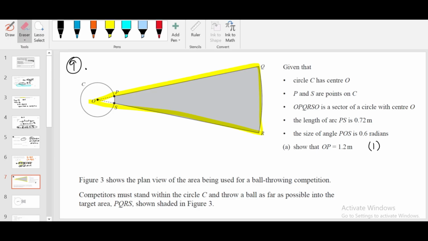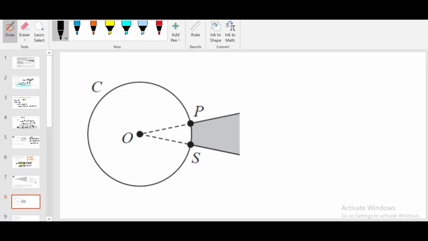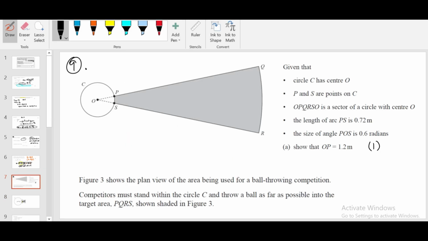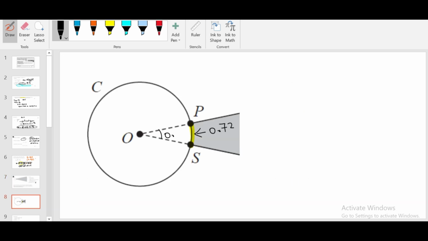The length of PS is 0.72. I put the figure here separately. This little arc length PS is 0.72, and the angle is also given. Angle POS is 0.6 radians. We know arc length is equal to r theta, which is given as 0.72.